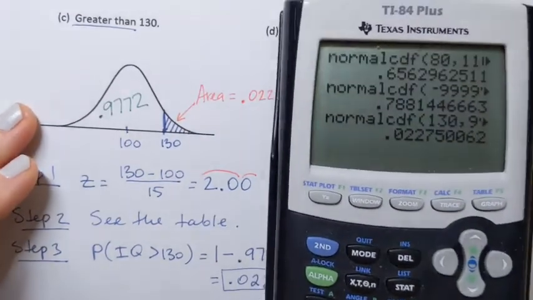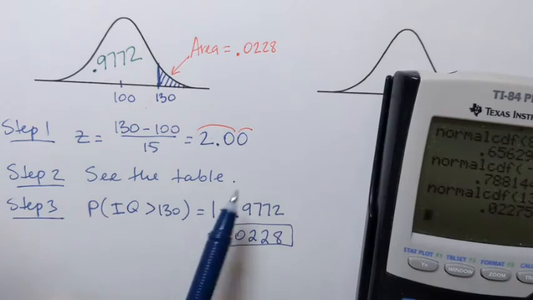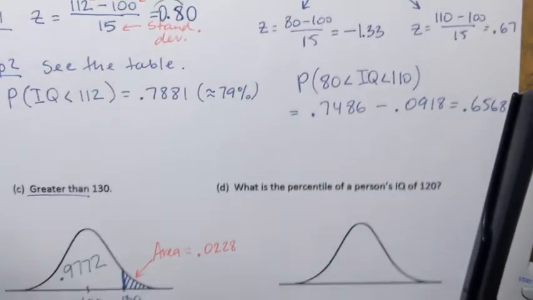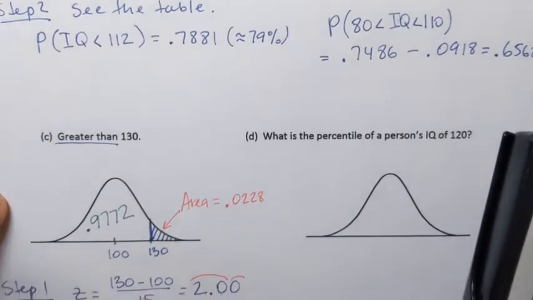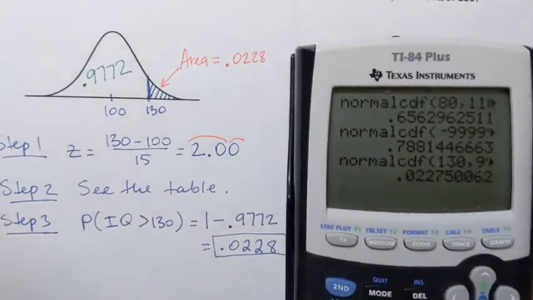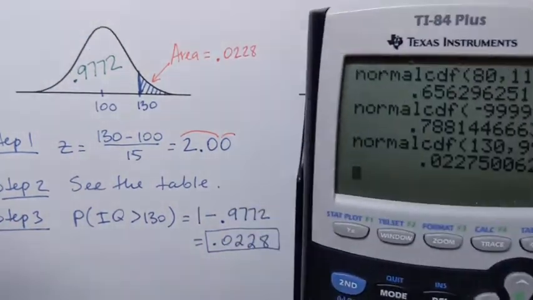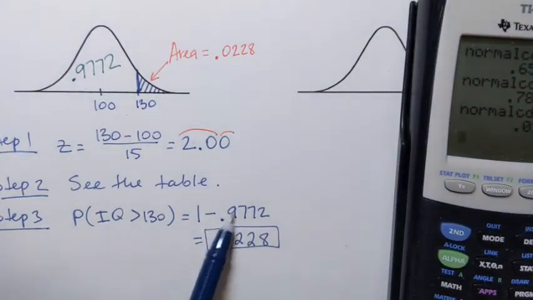Now notice that when you do it on the calculator, you don't have to do any extra steps. You don't have to subtract anything. You don't have to subtract area from 1, or subtract 2 areas, how we did when we did it by hand. All that happens when you do it by hand with the table. Using the calculator, you get the final answer right away. So 0.0228, and that's exactly what we got.